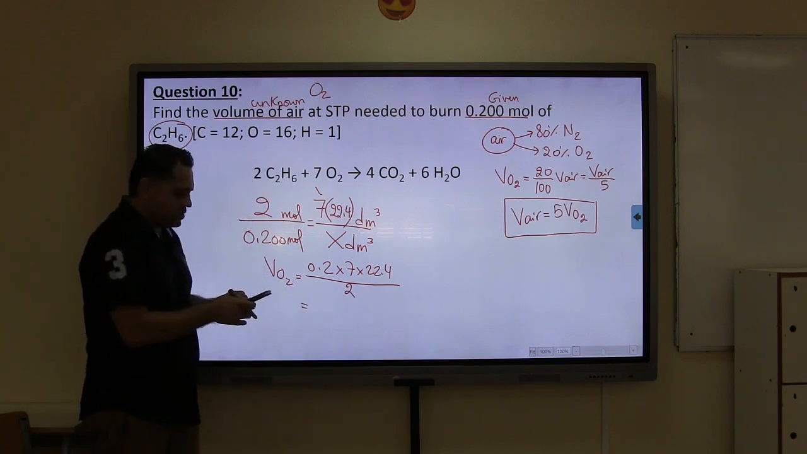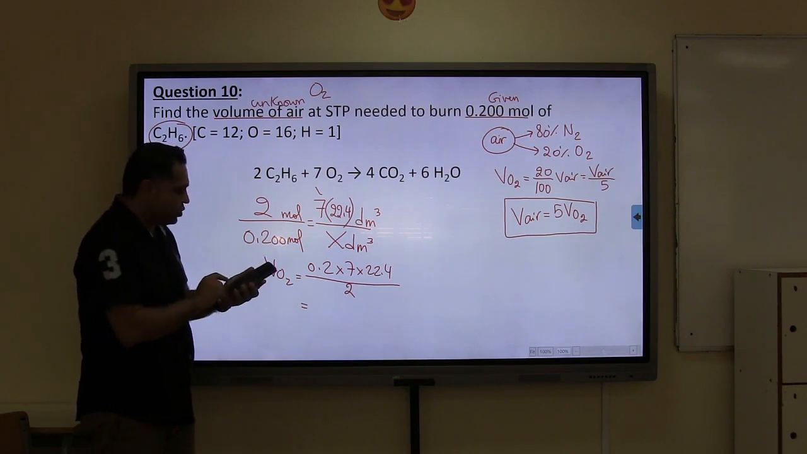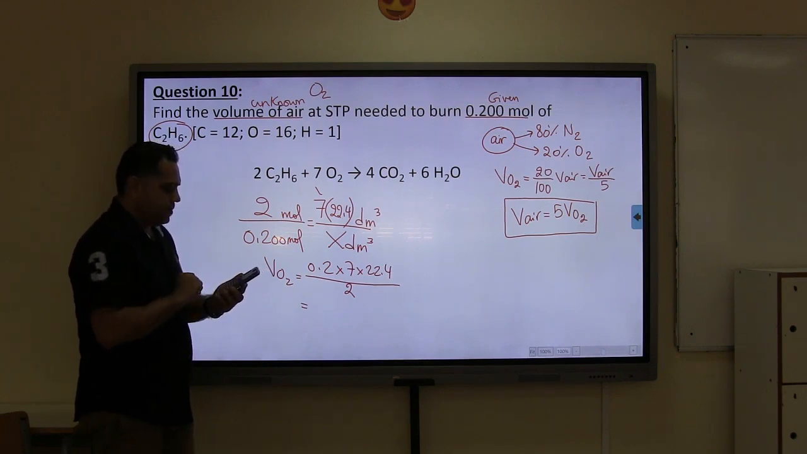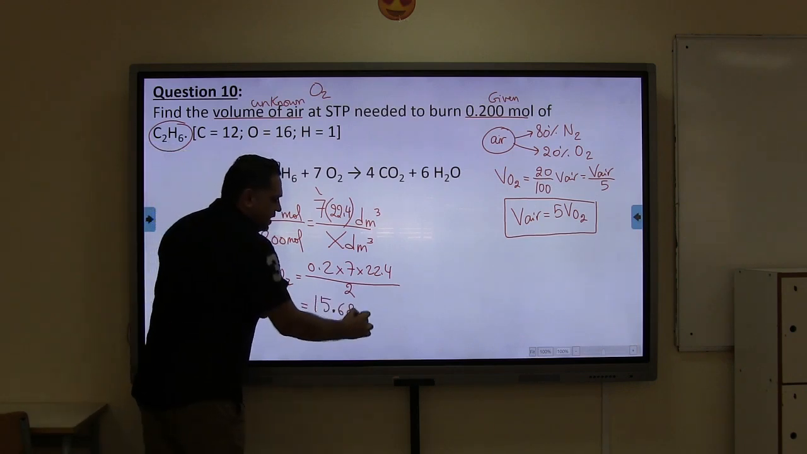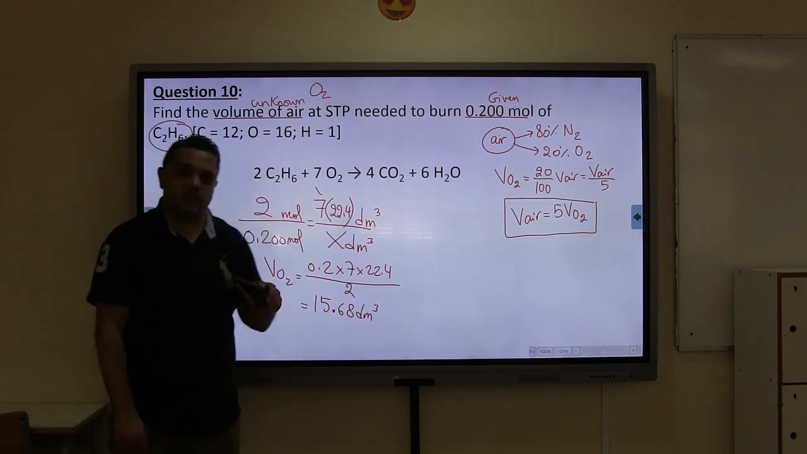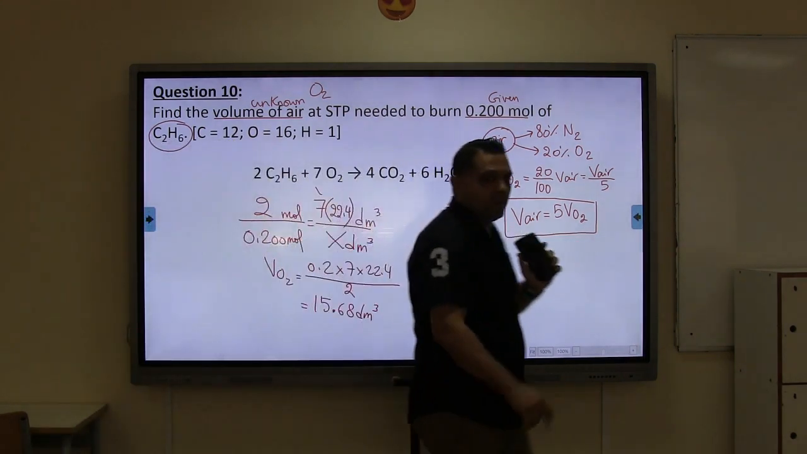And if I want to get the answer in one step, I put a fraction in my calculator, and I put all the numbers at once: 0.2 times 7 times 22.4 divided by 2. The answer will be 15.68 decimeter cube. Don't round here because this is not our final answer. I need to find volume of the air.